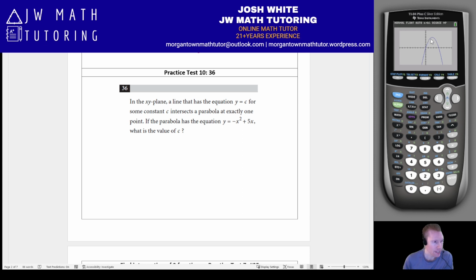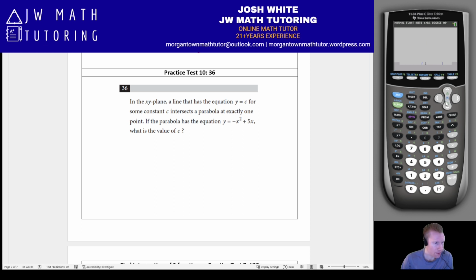So what we need is the y coordinate value of this vertex, which is the maximum of the function, and that'll basically be the value of c. That'll tell us where the horizontal line is that intersects it once. It's whatever is up here that goes through this point.